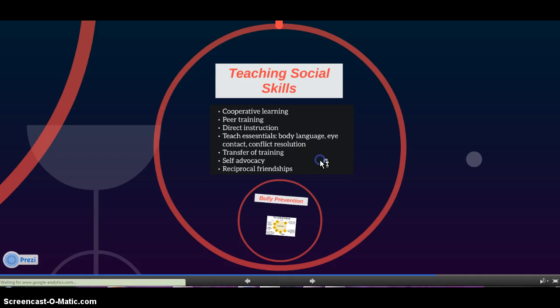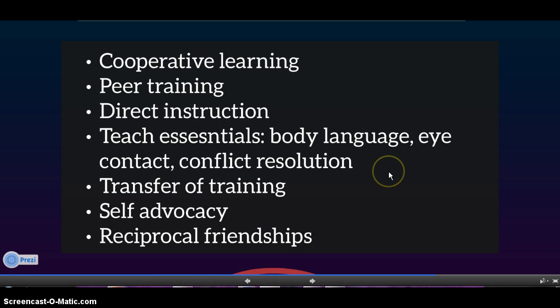Teaching social skills is another important thing that we want to do. We want to use cooperative learning, peer training, direct instruction. We want to teach kids direct skills, body language, eye contact, conflict resolution. We want to do transfer of training so that the skills they learn here, they're also going to use at home and on the ball field. We want to teach them self-advocacy, to stand up for each other, and reciprocal friendship, give and take kinds of friendship. A lot of kids who have emotional behavior disorders do not have friends because they are so noxious that nobody will spend time with them.